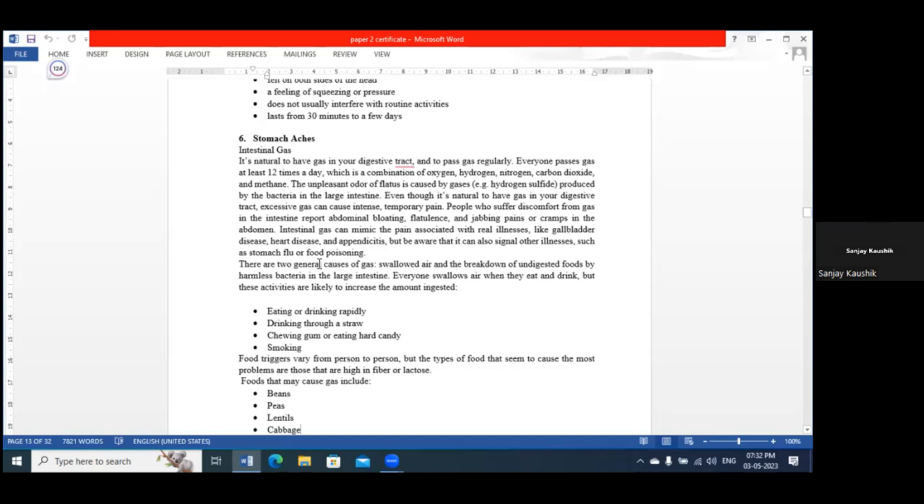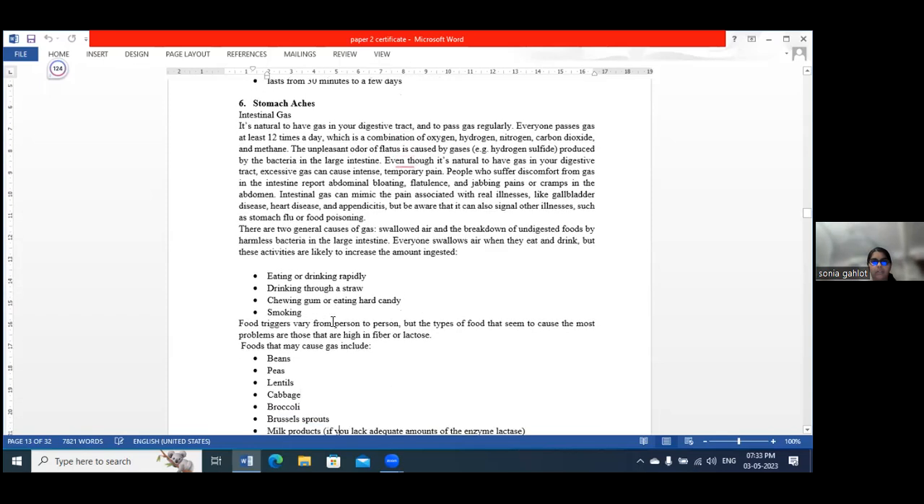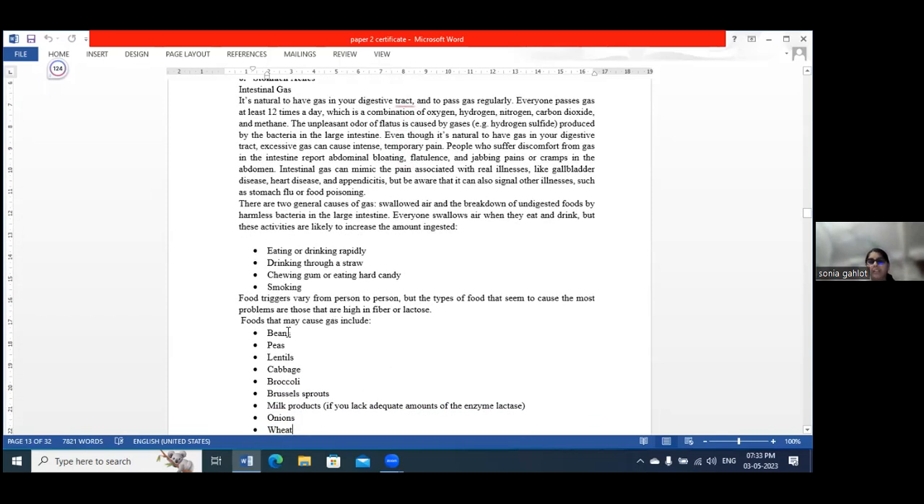So there are plenty of causes. Actually, during eating, when we eat or drink very rapidly, that can be one cause. Then drinking through a straw. Why am I saying drinking through a straw? When we drink through a straw, while swallowing we are taking air with us. That breaks down the undigested food by the various bacteria that are going inside, right? Leading to the gas or the pain. Smoking, eating hard candies. So these are the various causes that increase the indigestion.